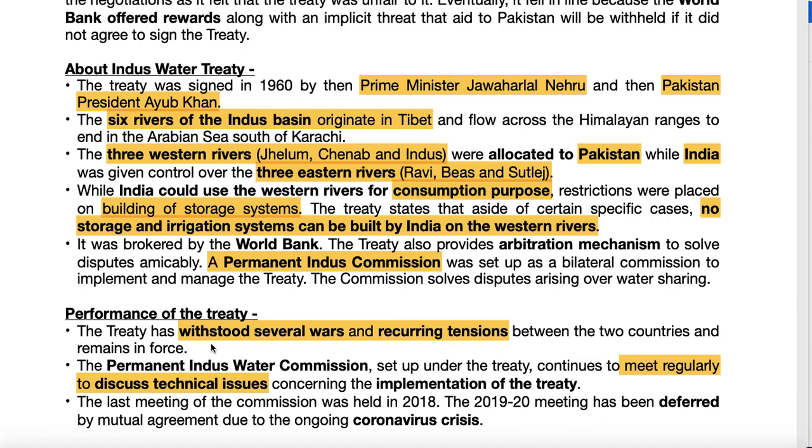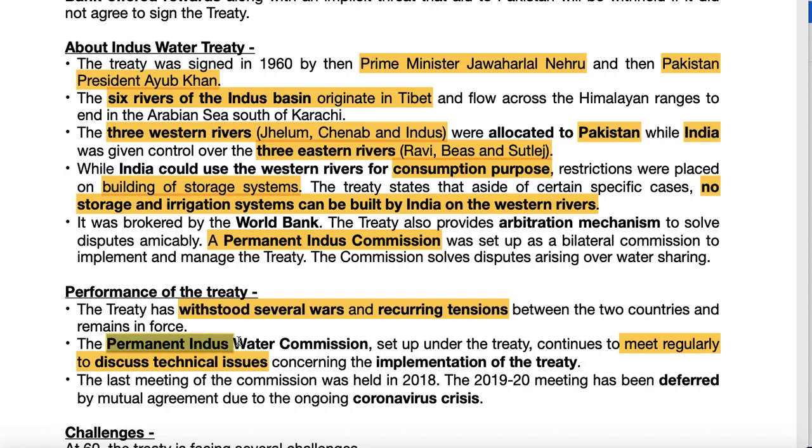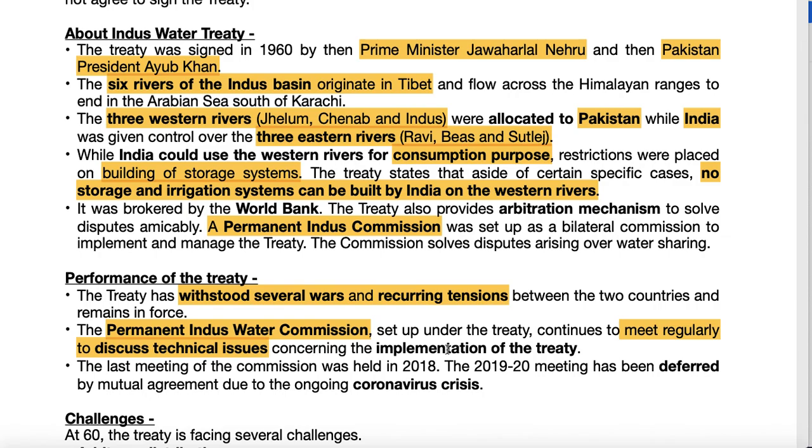This treaty has been in continuance for the last 60 years, so it has automatically withstood several wars and tensions that occur regularly between India and Pakistan. The Permanent Indus Commission, which was set up under the treaty to implement its provisions, meets regularly to discuss the technical issues with respect to the implementation of the treaty. It has been meeting, but for 2019-20, the meeting has been deferred by mutual agreement because of the coronavirus pandemic.